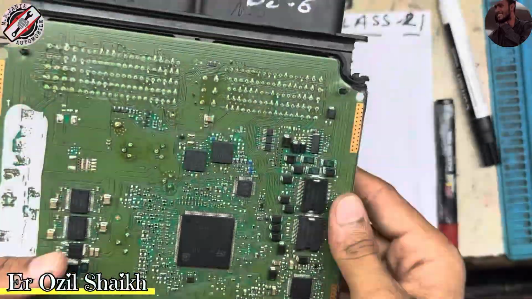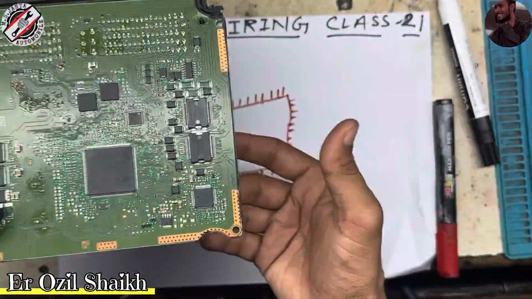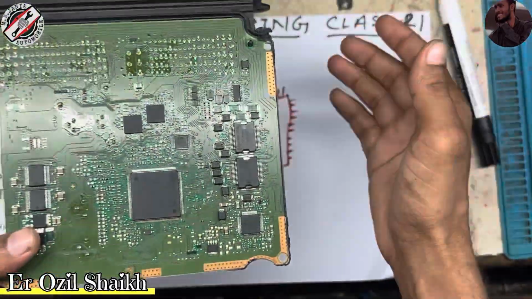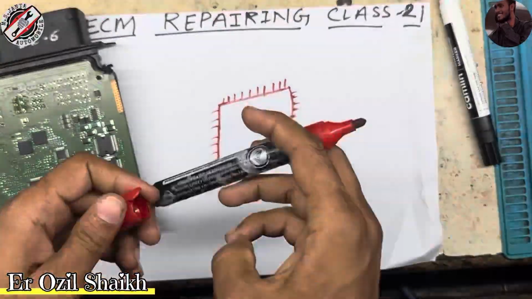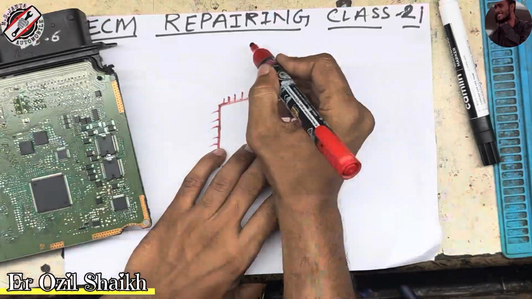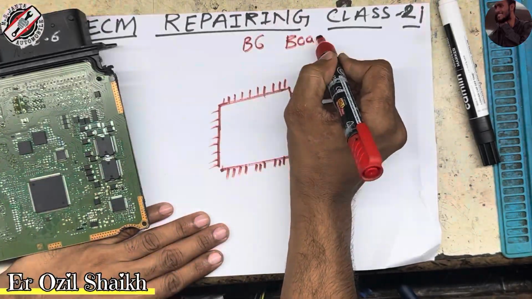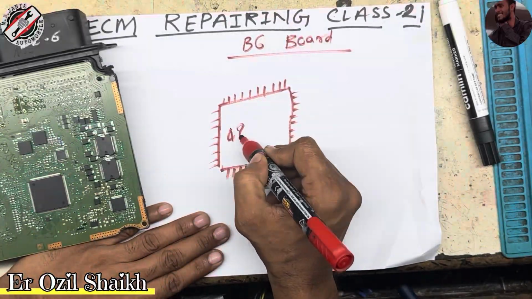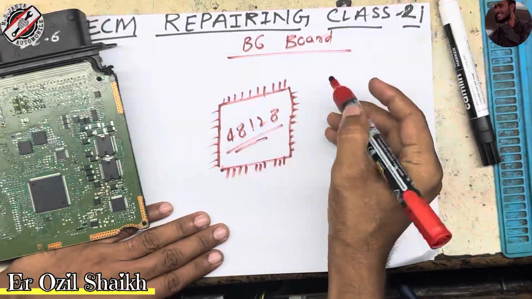Okay, so now we will discuss only the power IC, from where you can easily get the knowledge and easily find the fault from the steps I am going to teach you. I have decided on five steps to rectify the fault. This is the BS6 board, and this power IC number is 48128.